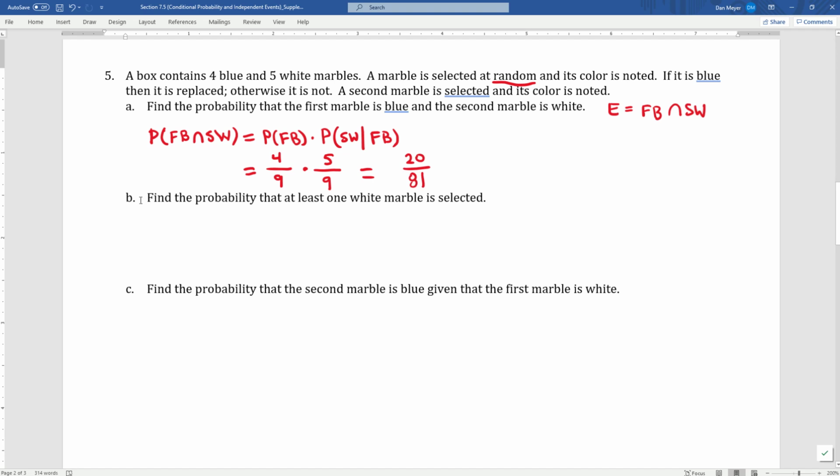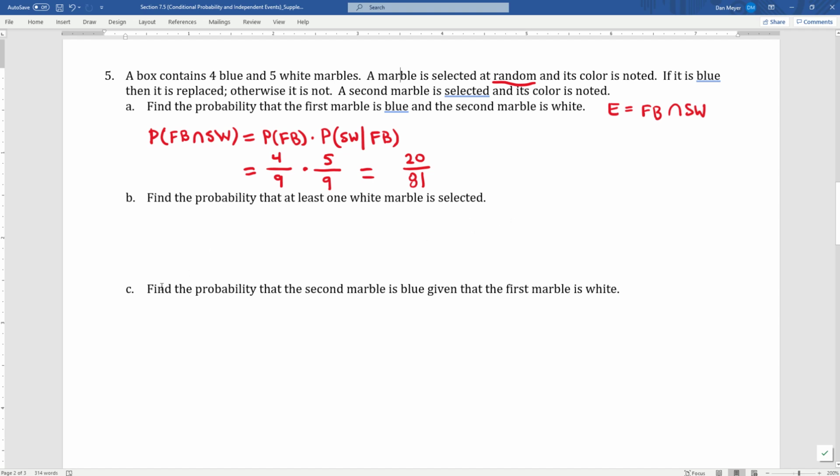Part B, find the probability that at least one white marble is selected. Now that one's a little bit more challenging to do with just a product rule. I think we're going to save that one for just a second from now. We have another tool that might help us here to get B done.